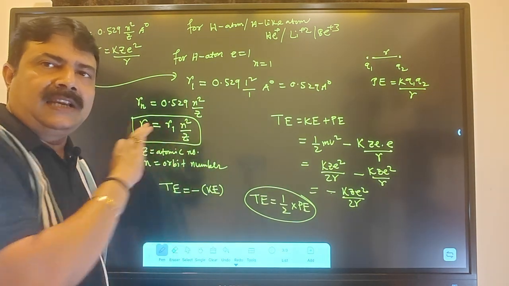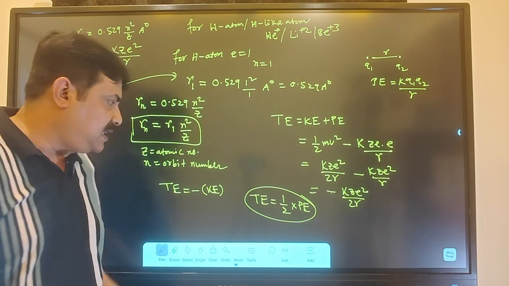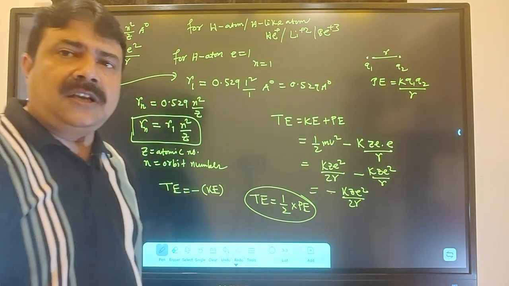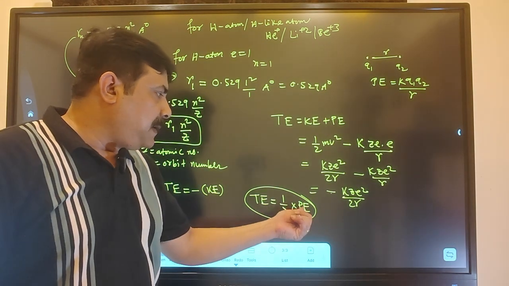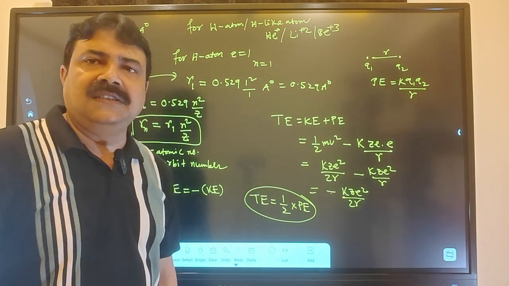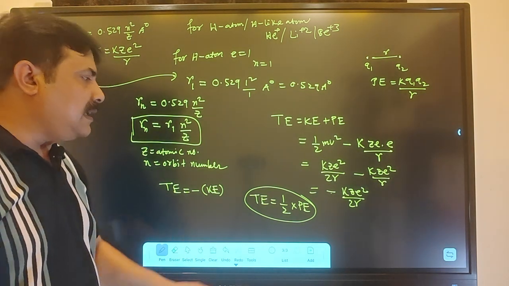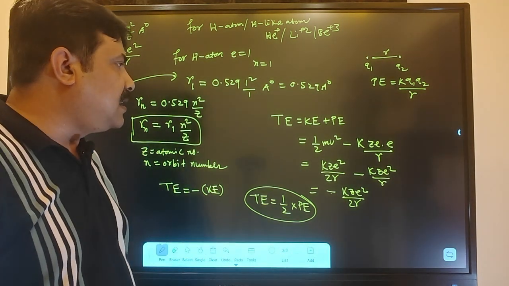Then from there I can get in that orbit what will be the total energy. I will apply this relation. Sometimes they will give the potential energy of the electron in a particular orbit. Applying this relation, I can get the total energy. This is the idea. Now another important point: how to derive the energy expression.